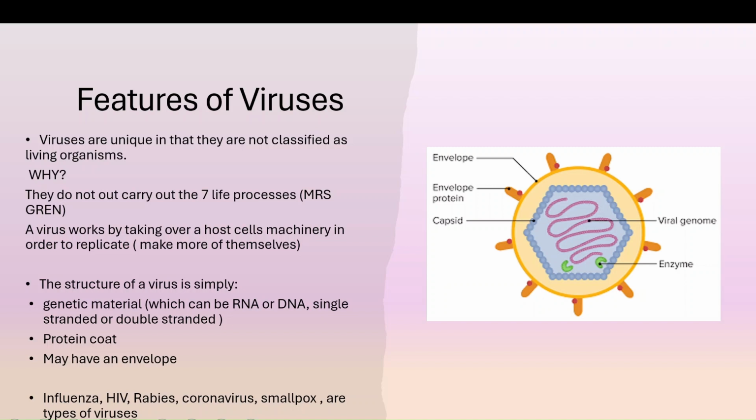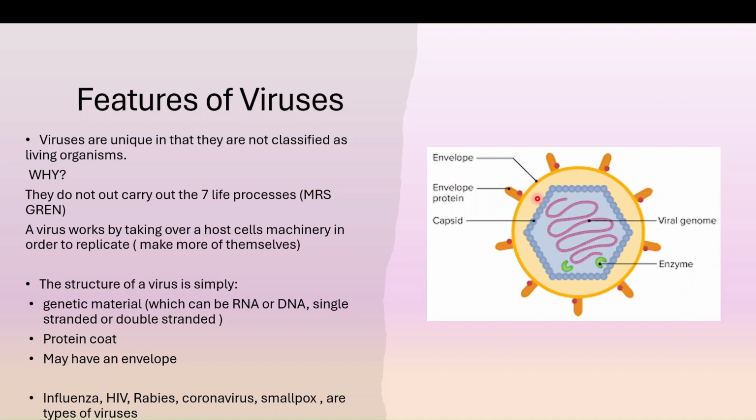The entire purpose of a virus, its life goal, is to make more of itself. So the structure of a virus is very simple. It is merely a genetic material, which can be RNA or DNA. And this is also why we say viruses are rebels, because they're going against the central dogma of life. They have a protein coat that covers the genetic material to protect it.